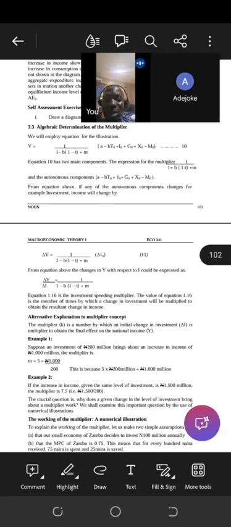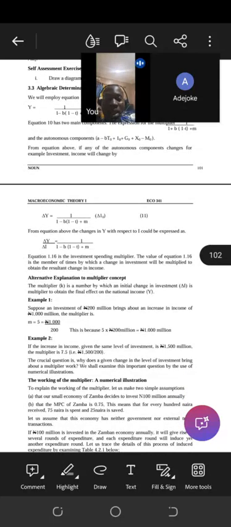Because this formula is useful in some cases, they will say investment changes by 25 billion. Investment change by 25 billion.